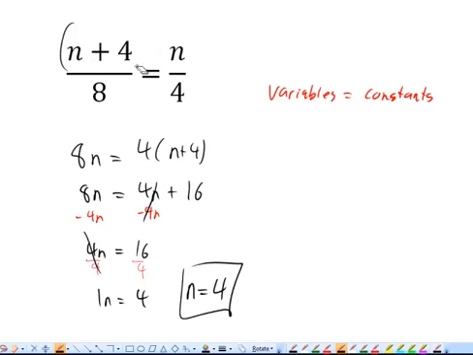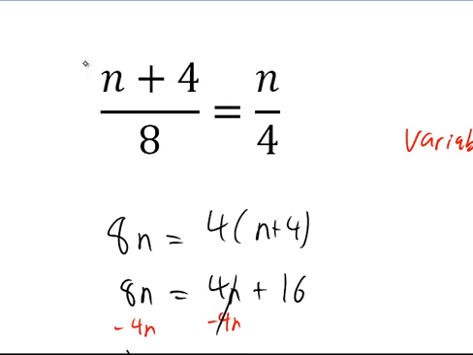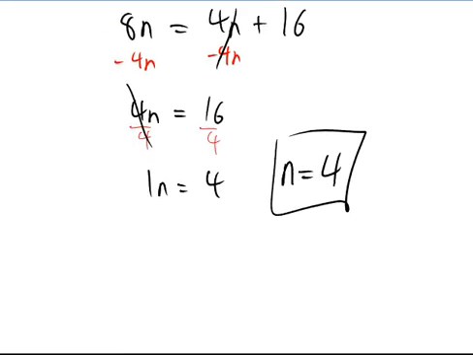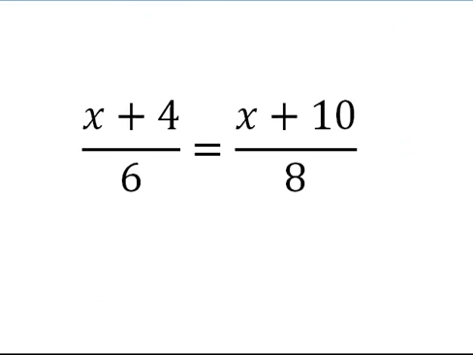Let's go ahead and check it. Let's see, if n is 4, that means this is 4 and this is 4. Let's see, 4 plus 4 is 8. 8 over 8 is 1. Oh, 4 over 4 is 1. All right, that checks out. So you can always check your answer. So if you have time, always do that when you're taking quizzes or tests.